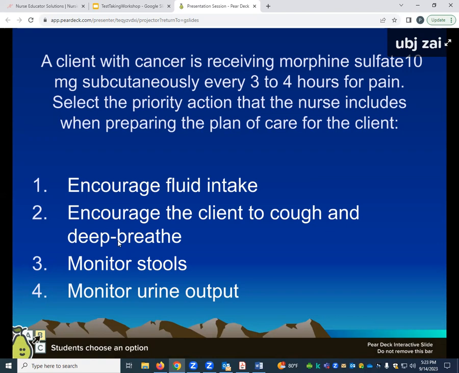Yes, you are going to encourage fluids. You're going to monitor stools because they're going to get constipated. You're going to monitor urine output. But coughing and deep breathing is going to be a priority because this particular med depresses respirations. If I was talking about a different medication that didn't impact breathing and there was nothing in the scenario that said the patient had any kind of a respiratory risk, then maybe you'd need to look for something different as your priority.